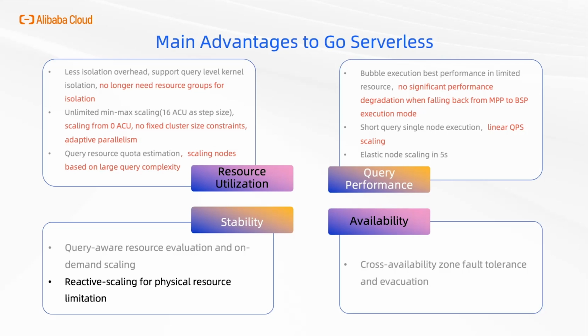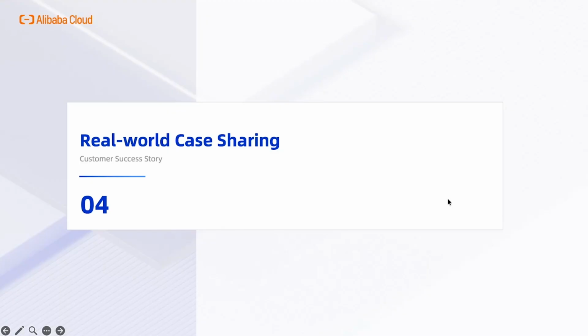Number 3. Greater cluster stability. Our frameworks are adept at handling both unexpected spikes in traffic and scheduled ETL processes. Number 4. Cross-AZ disaster recovery. We now support swift disaster recovery across availability zones, ensuring minimal downtime.